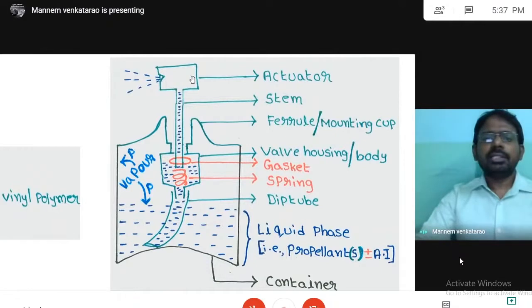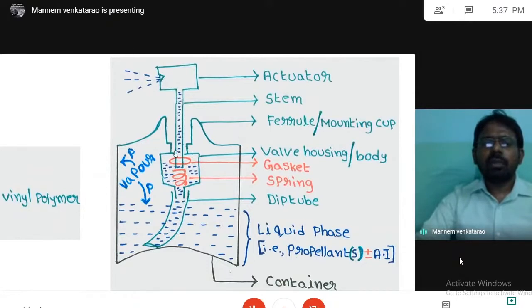That's why all of these contain a small orifice. The activator contains a small orifice, the stem contains a small orifice, the valve housing or valve body also contains a small orifice. Next, the dip tube also contains a small orifice. That's why these five components, 1, 2, 3, 4, 5, are pronounced as the valve. Why? Because they contain a small orifice. That is what is called a valve. Without these three components, we can't construct the aerosol container.